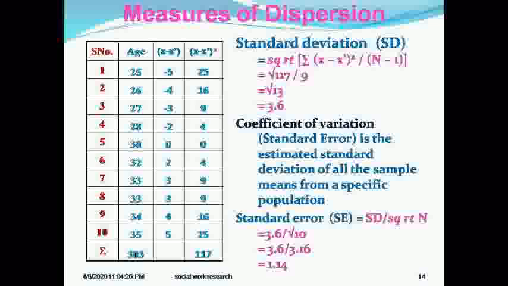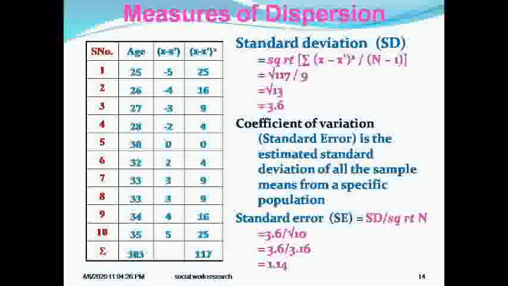Now in the formula, it is square root of 117 divided by 9, that is 13, and square root of 13 is 3.6, and 3.6 is the standard deviation. What does it mean? Standard deviation means the standardized distance of all the observations from the mean, or we can say the average distance of all the observations from the mean.